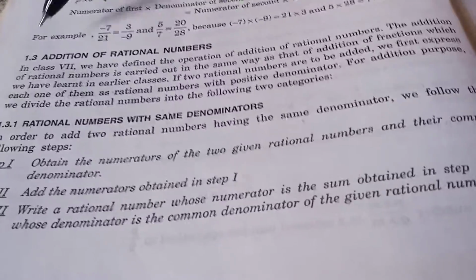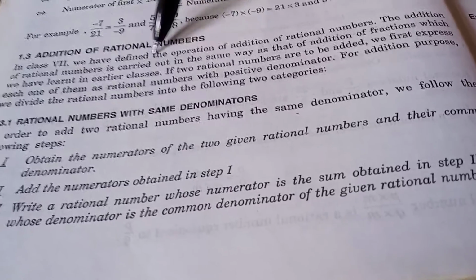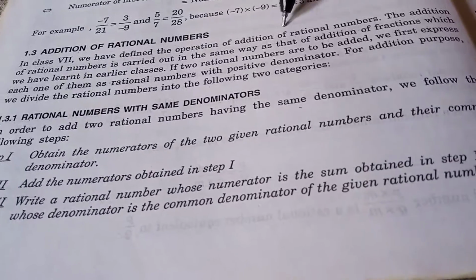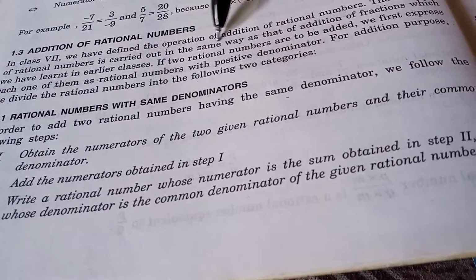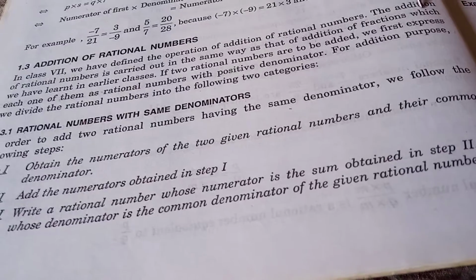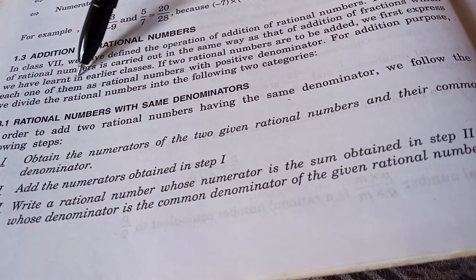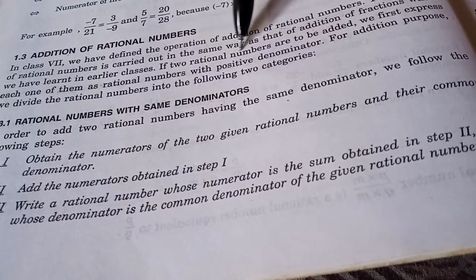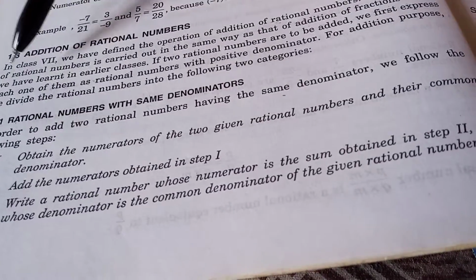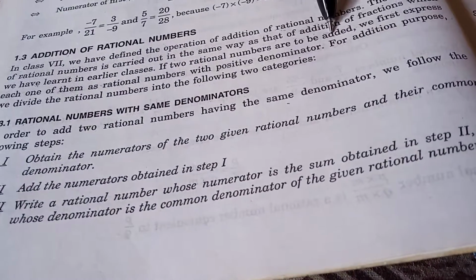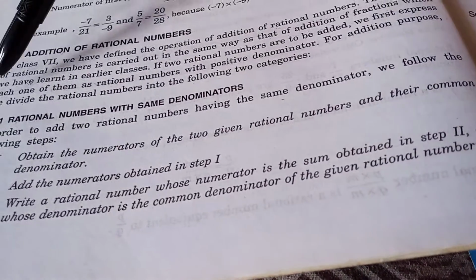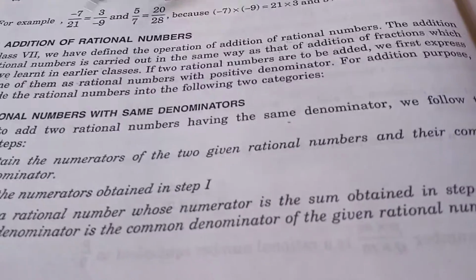Here it has been told that in class 7 we defined the operation of addition of rational numbers. The addition of rational numbers is carried out in the same way as the addition of fractions, which we have learned in earlier classes. If two rational numbers are to be added, we first express each one of them as a rational number with a positive denominator. For the addition purpose, we divide the rational numbers into the following categories. Okay, first we'll understand about that.